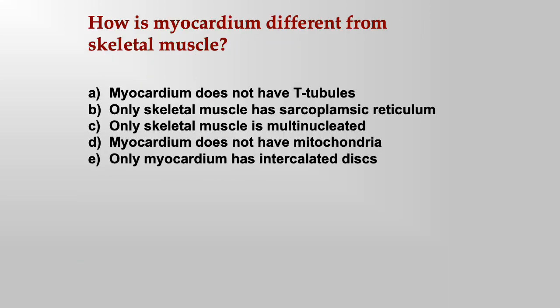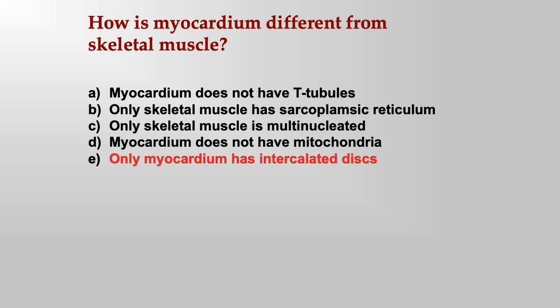So how is myocardium different from skeletal muscle? Do you remember what we just talked about? Myocardium does not have T-tubules. Only skeletal muscle has sarcoplasmic reticulum. Only skeletal muscle is multinucleated. Myocardium does not have mitochondria. Only myocardium has intercalated discs. Which one of those is the defining feature? Yeah, that's how they're different. All the others are the same.